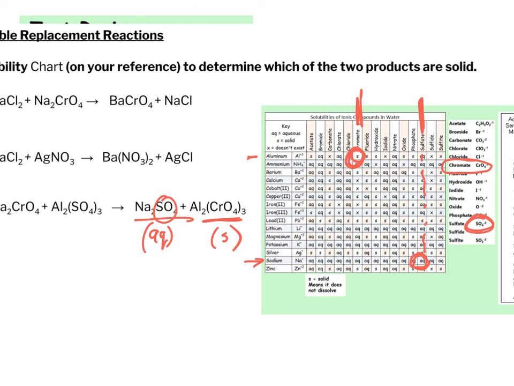Now remember, if you end up with 2 products that are aqueous, then you would just say no reaction, and you would not have any products there. Even though you could predict what the products would be, no reaction would actually happen.